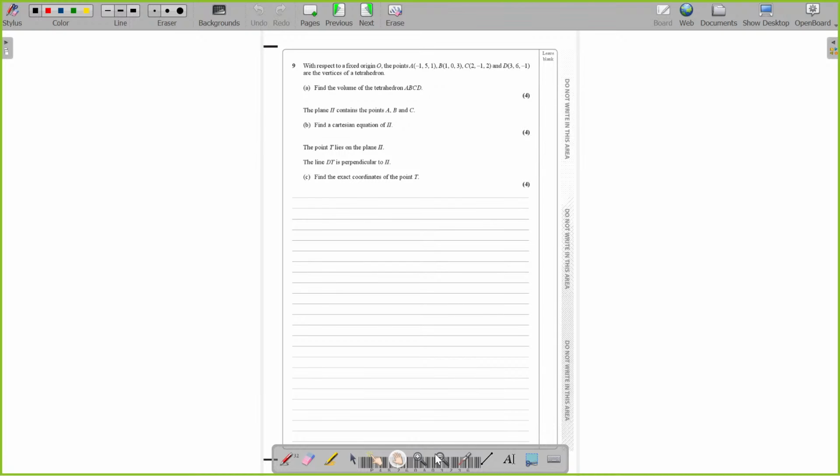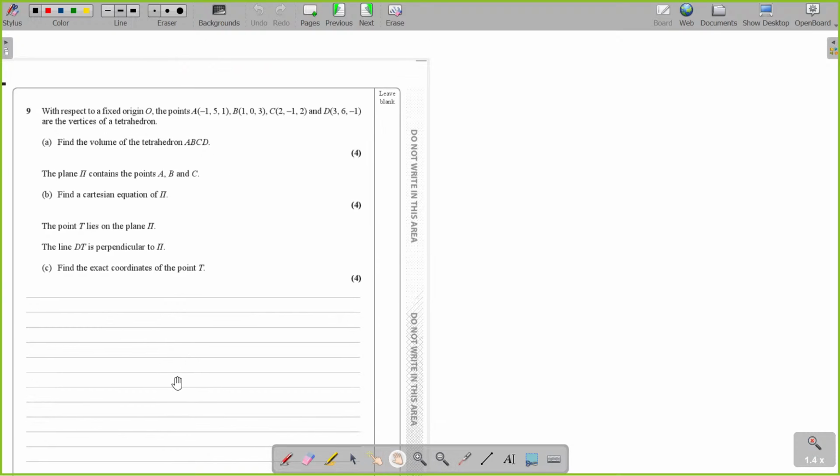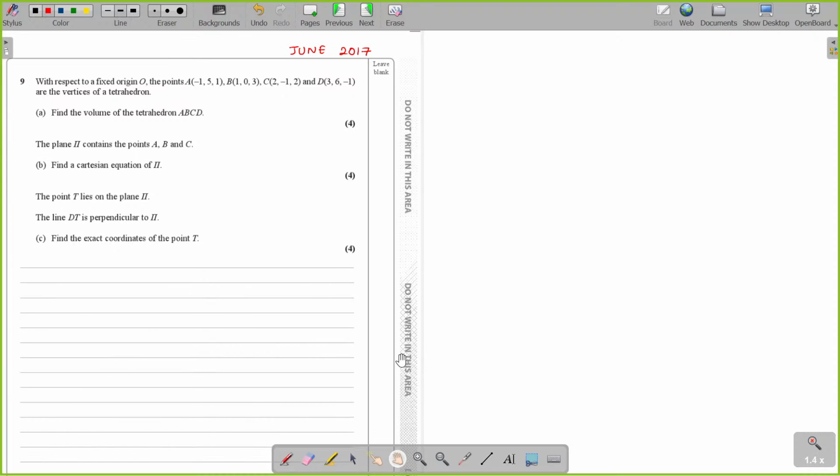Shall we do the last question as well? It's a vector question, right? Okay, let's try the vector question. Question number 9. This is also again from the same paper, June 2017. Okay, question number 9. With respect to a fixed origin O, the points A, B, C and D are the vertices of a tetrahedron. Do you remember a tetrahedron in the F3 book? So you learned how to find the volume of a tetrahedron. So can you all just remind me of the equation for the volume of a tetrahedron?